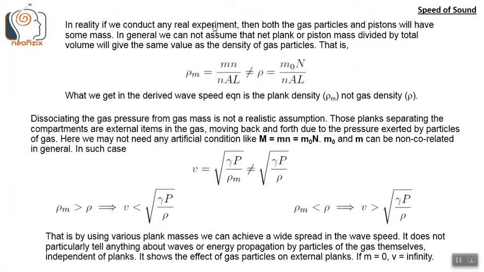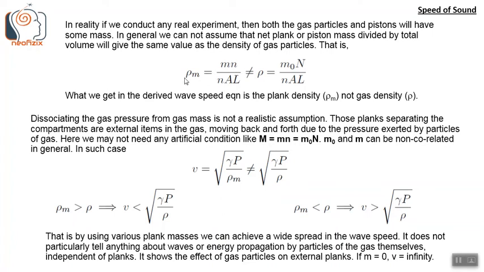But in reality, if we conduct a real experiment, then both the gas particles and the pistons will have some mass. We cannot just assume that gas particles are massless and all their mass is concentrated in the pistons. In general, we cannot assume that the net Planck or piston mass divided by the total volume will give the same density as the density of the gas particles. That is rho m. We call it the density of the Plancks, calculated using M N, the net mass of all the Plancks, divided by N A L, the total volume of this gas piston system.